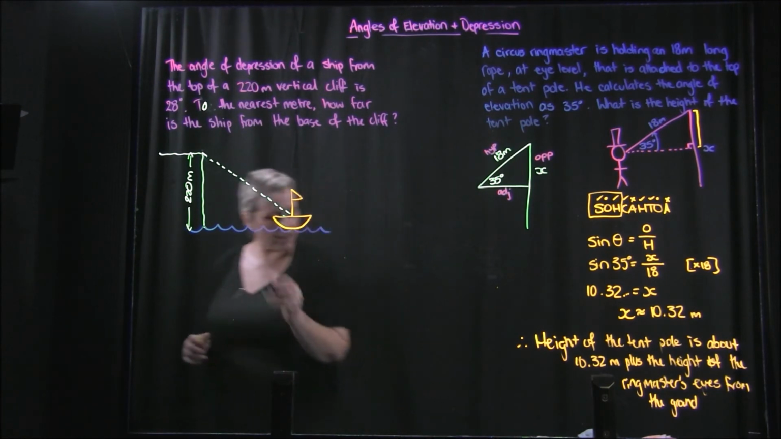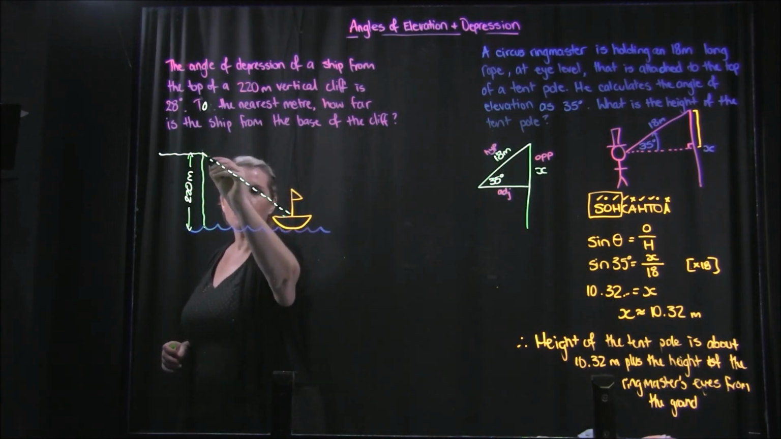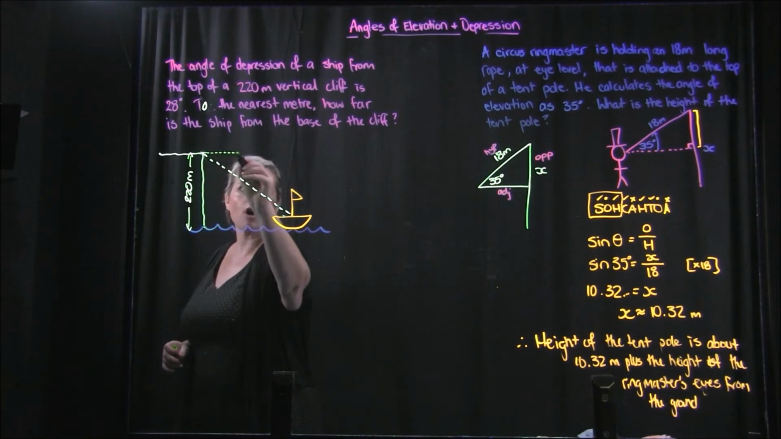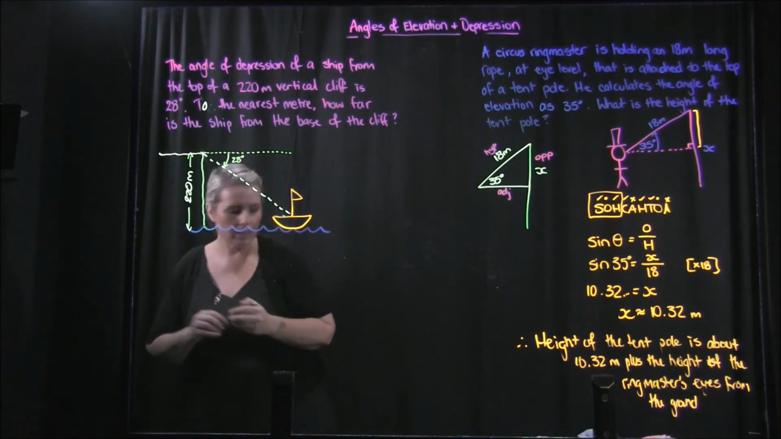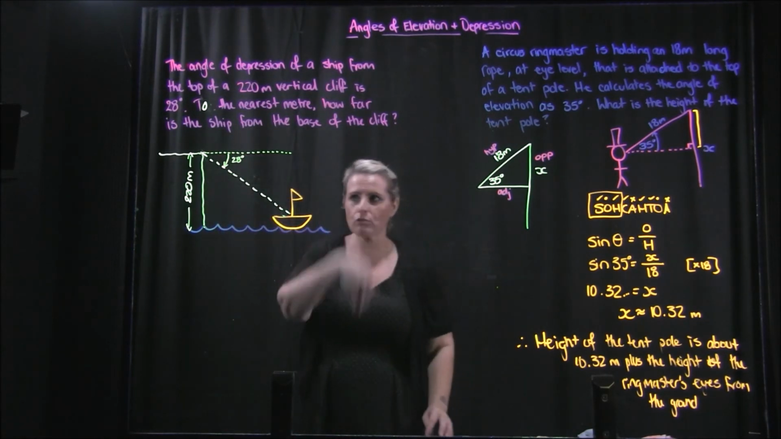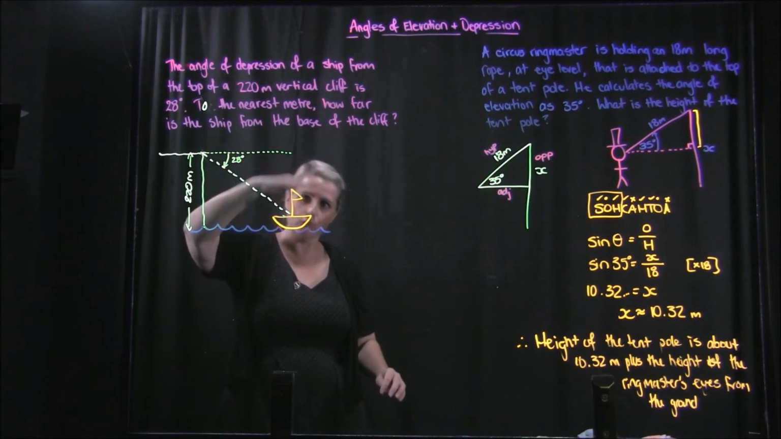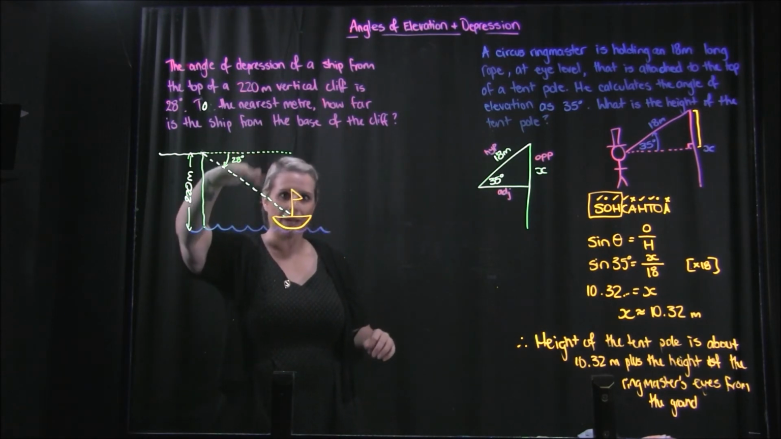So what that tells me is, remember that the angle of depression is from the horizontal. That's my dot there. That means this is 28 degrees. It is always from the horizontal down. So if I'm going from the ship, it's looking down. That's my angle of depression.